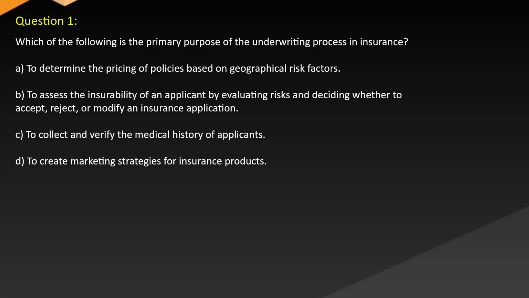Question 1. Which of the following is the primary purpose of the underwriting process in insurance? A. To determine the pricing of policies based on geographical risk factors. B. To assess the insurability of an applicant by evaluating risks and deciding whether to accept, reject, or modify an insurance application. C. To collect and verify the medical history of applicants. D. To create marketing strategies for insurance products.